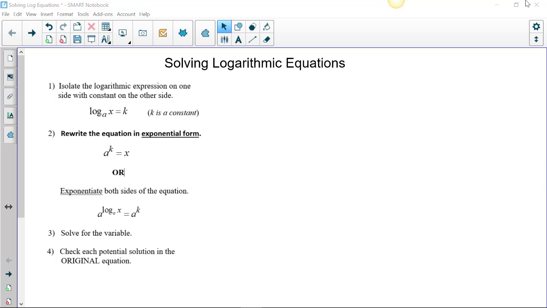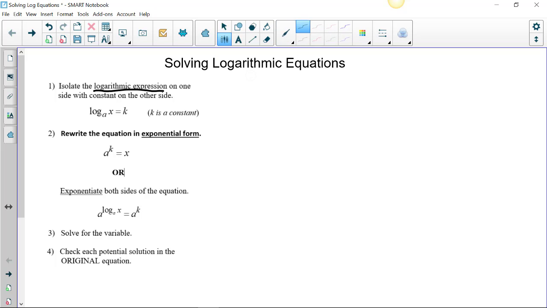So let's do a quick review of solving some basic logarithmic equations. These are the type that you will see in calculus. The idea is very similar to solving exponential equations. We want to isolate the logarithmic expression. That's going to be our first step.